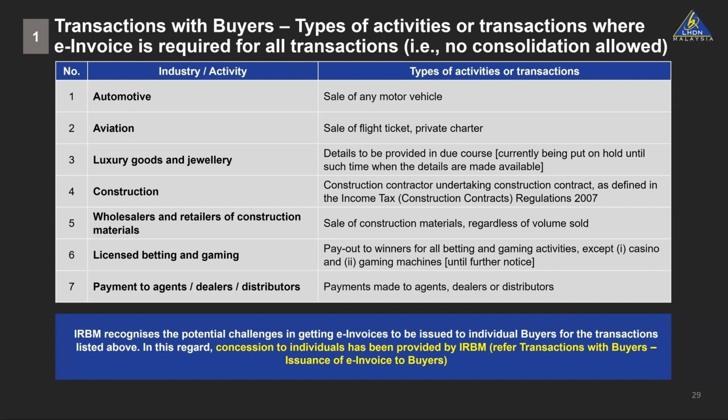Dalam membantu perniagaan atau syarikat untuk mengeluarkan invoice ni, boleh refer juga kepada slide yang sebelum ni, iaitu transaction with buyer, issue of invoice to buyer untuk individual punya maklumat lah. Okay.